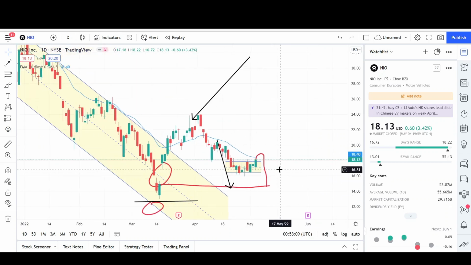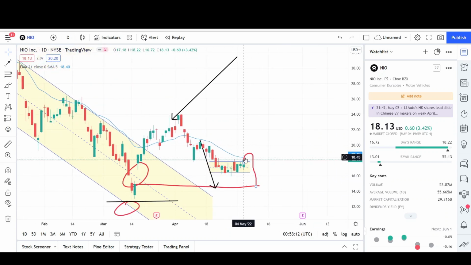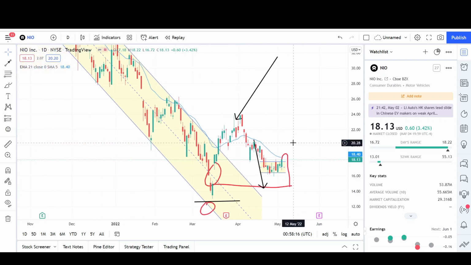We took a little break, and now we had a failed breakout. We could get a failed breakout right here and then continue lower. So I'll have to wait and see. So that's my analysis for NIO on the daily chart. Let's go and wrap it up on the weekly chart.